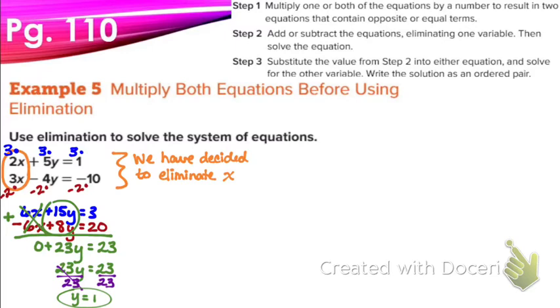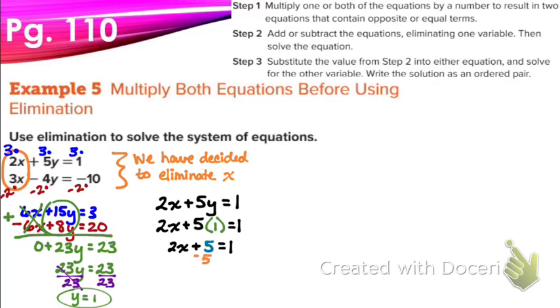I'm going to go all the way back to our original. So 2x plus 5y equals 1. We are substituting in the place of the y. So I have 2x plus 5 equals 1. What do I do next?